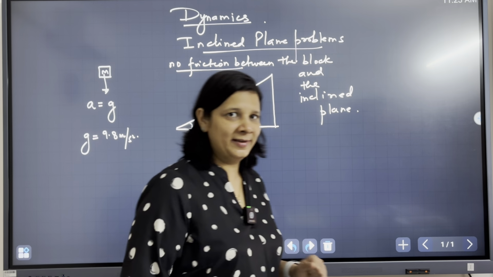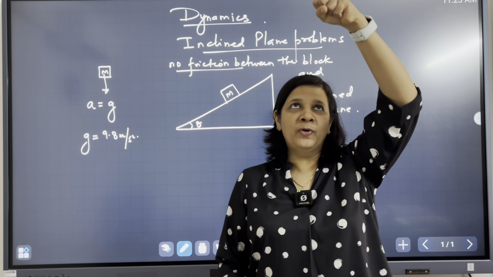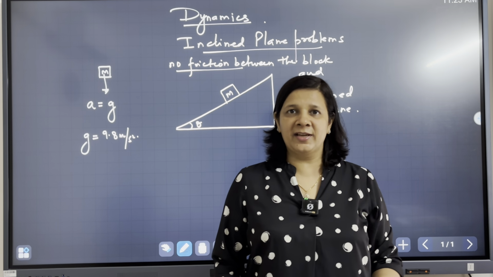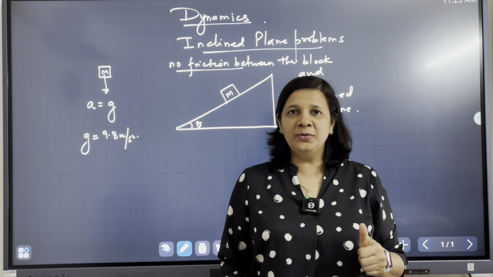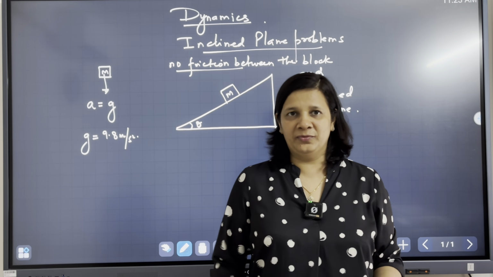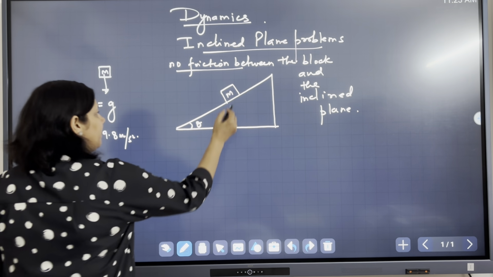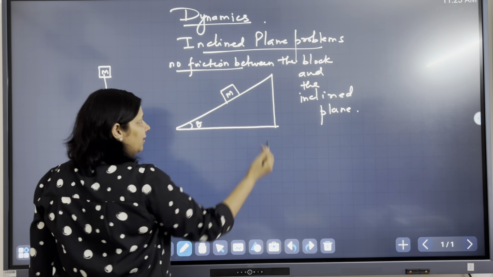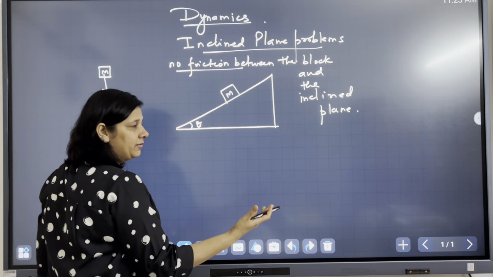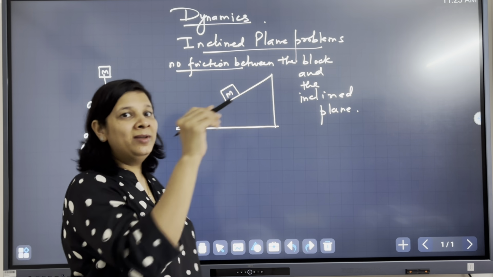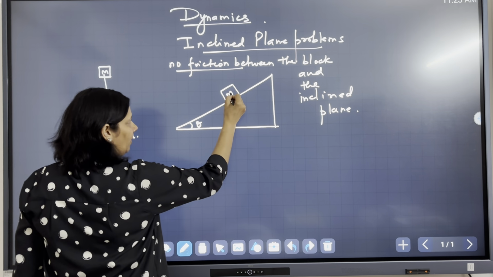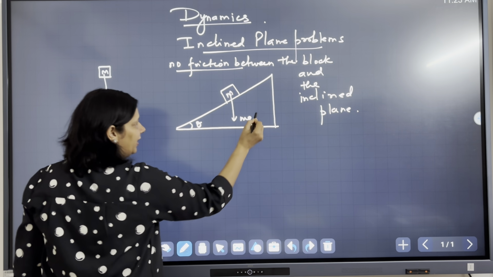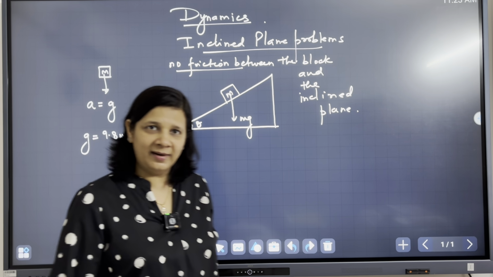Now how to do that? When the block is falling straight in the vertical direction, then the acceleration due to gravity is the acceleration of the object, right? But when an object is kept on an inclined table, then how much will be the acceleration? We'll find it by drawing all the forces on the block. So on this block, gravitational force will always act vertically downwards, right?